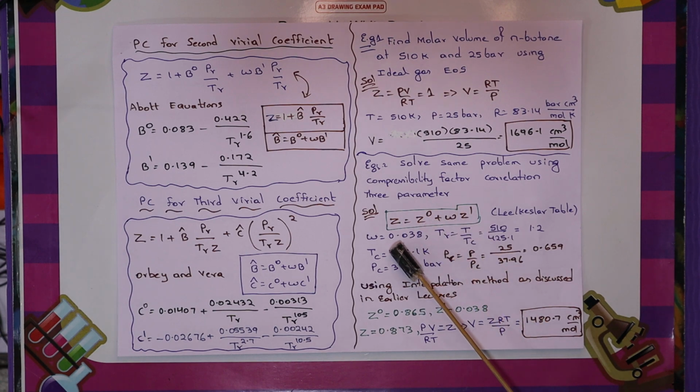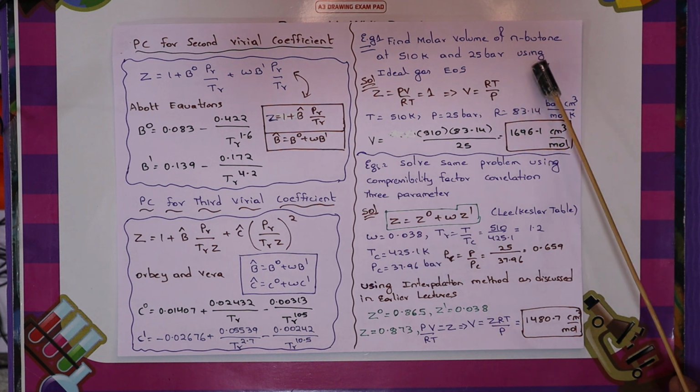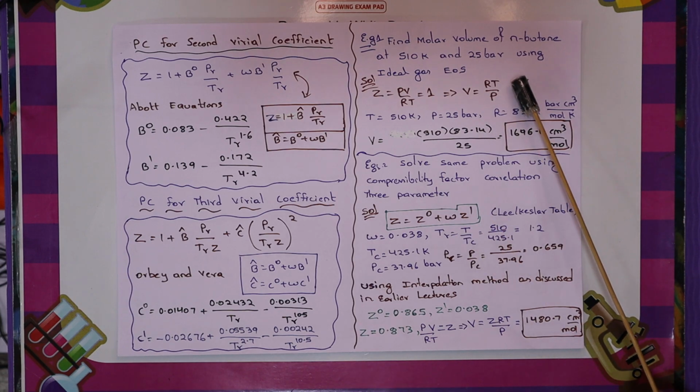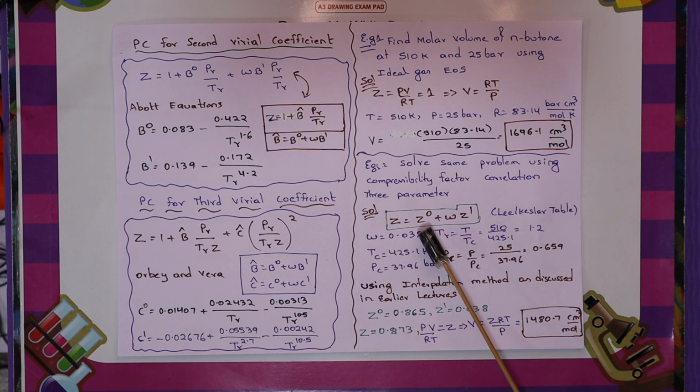Omega is anyway provided, 0.038, the eccentric factor for N-butane. So using this interpolation method, get the values of Z0 and Z dash, which is elaborately discussed in the previous lecture. Once you know the Z0 and Z dash, you apply the formula and calculate the compressibility factor Z using generalized correlations. So this method is the ideal gas volume. This is the calculation of Z. That means Z equal to 1 for ideal gas.